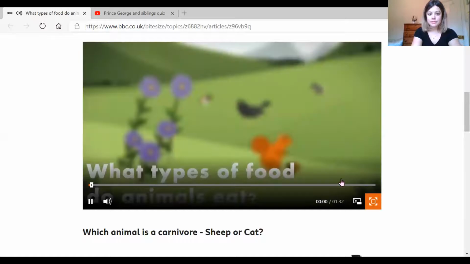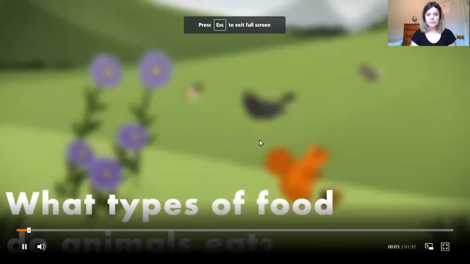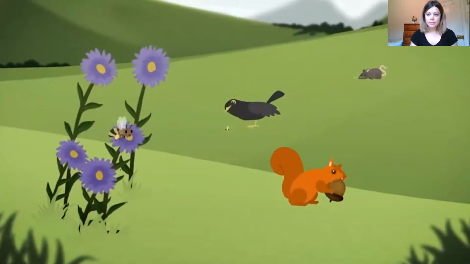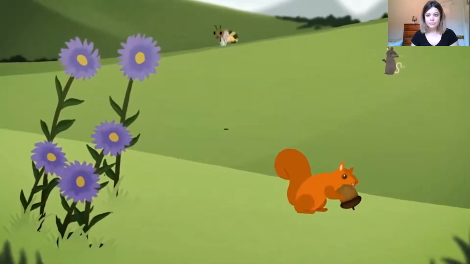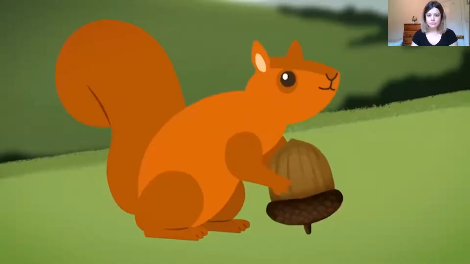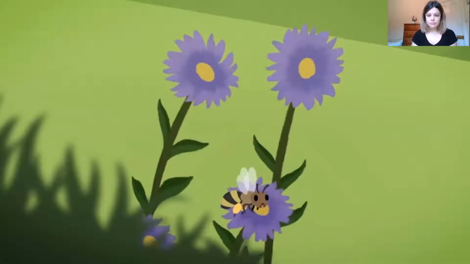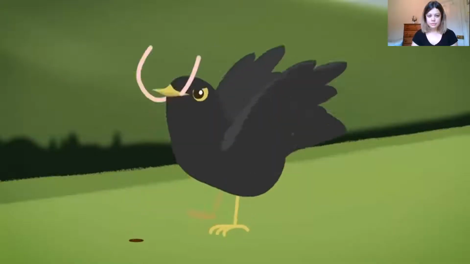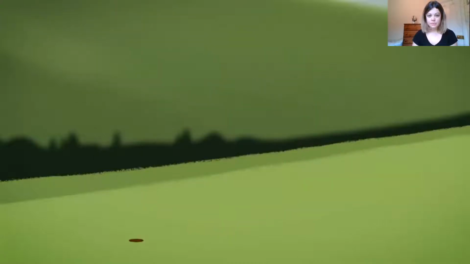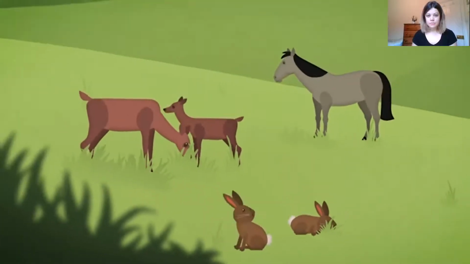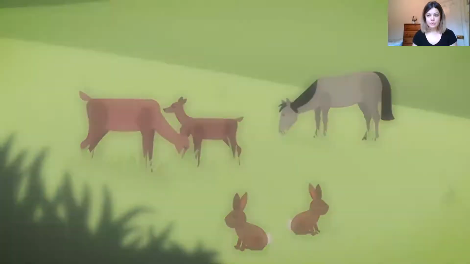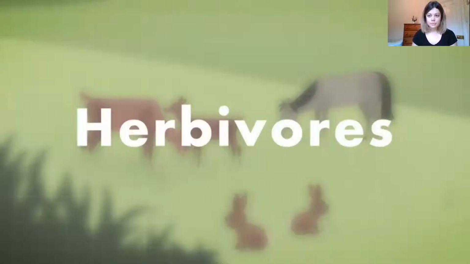What types of foods do animals eat? Animals need to eat so they can stay alive because food is the main source of energy for all animals. Different animals eat different types of food. We can group animals based on the types of food they like to eat. For instance, there are some animals like rabbits, deer or horses that only eat plants. These animals are called herbivores. Herbivores.